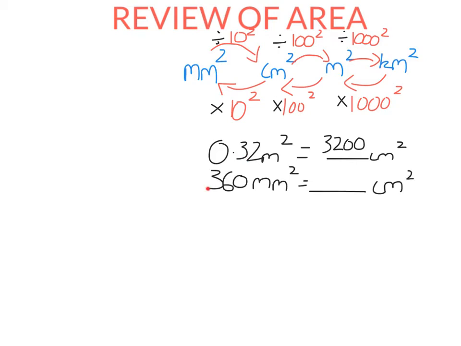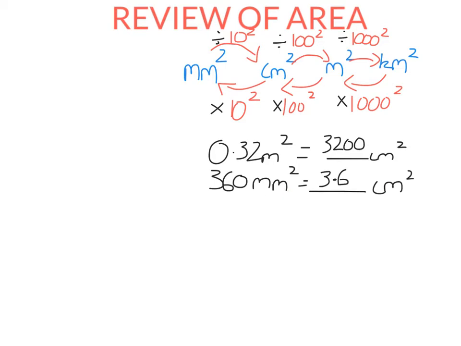So let's say I wanted to convert millimeters squared to centimeters squared. A lot of people would make the mistake here, they'd only divide by 10. But if you're going millimeter squared to centimeter squared, you need to divide by 10 squared. You need to divide by 100 because there are 100 square millimeters in 1 square centimeter.